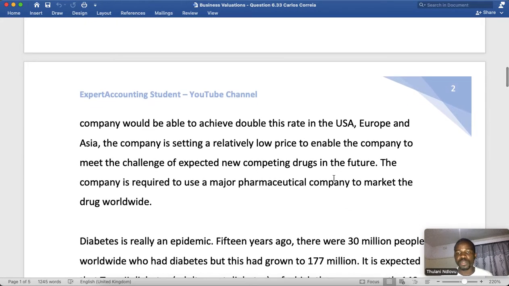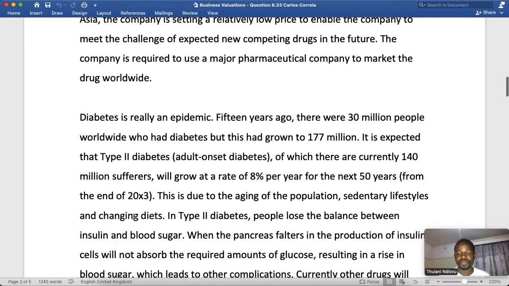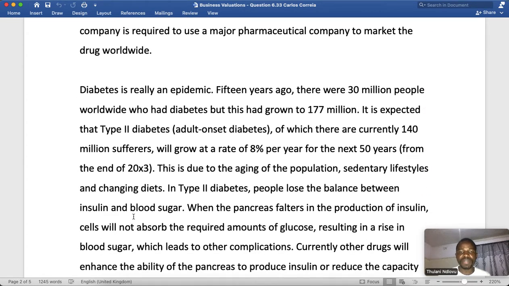Although the company would be able to achieve double this rate in the USA, Europe, and Asia, the company is setting a relatively low price to enable the company to meet the challenge of expected new competing drugs in the future. The company is required to use a major pharmaceutical company to make the drug worldwide. Diabetes is an epidemic.